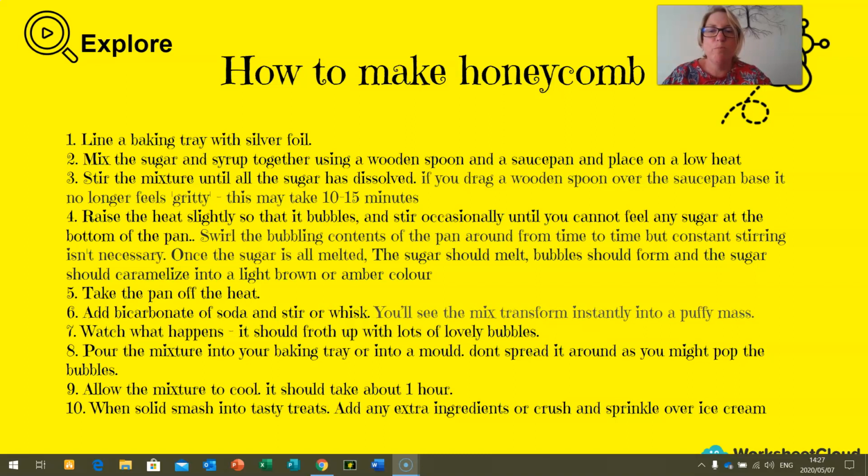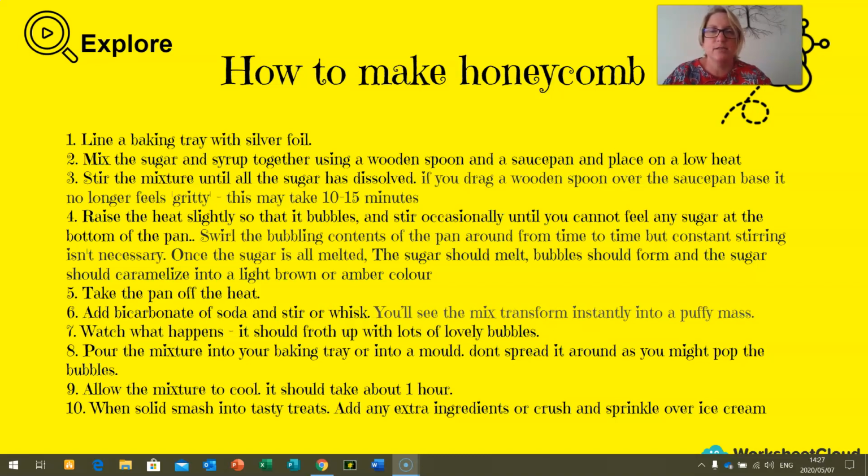Then I want you to pour the mixture into a baking tray. If you've got a mold or something, you can, but just remember you've got to clean the sticky mess up. And you don't want to spread it around too much, because then you might pop the bubbles. So it's best just to slowly turn the contents of the pan out into a lined tray and just let it settle.